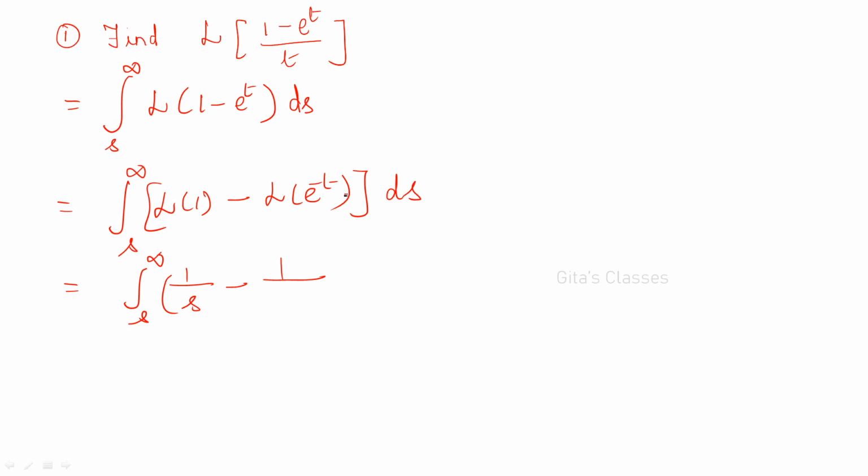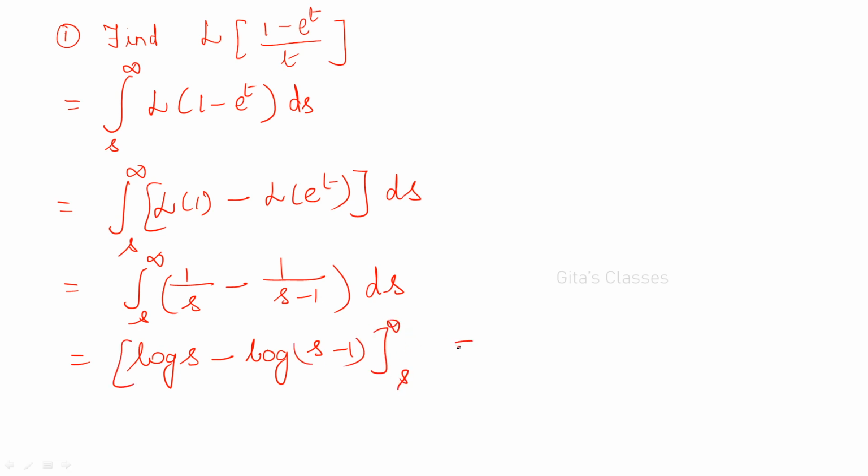L of e power t is 1 by s minus 1. If it is e power minus t, it is 1 by s plus 1. So into ds. Okay. That is equal to, now when you integrate, what will you get? Log s minus log of s minus 1 from s to infinity. That is equal to, you can write log of s by s minus 1 from s to infinity.